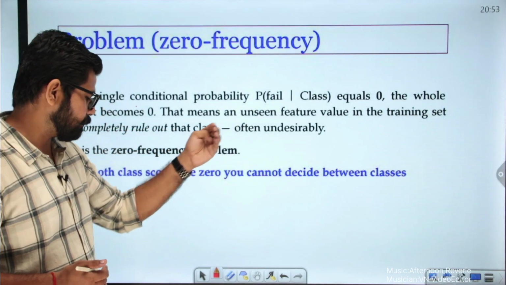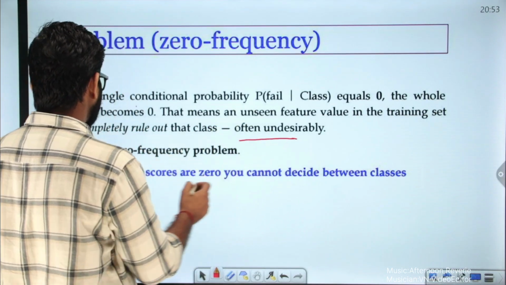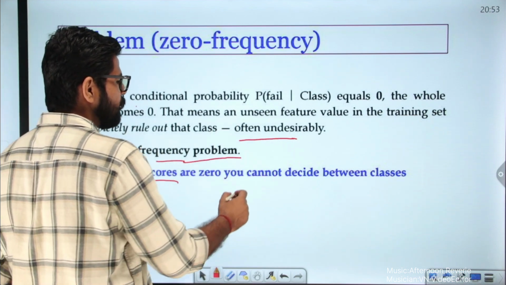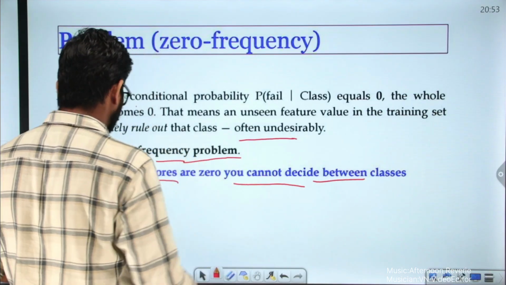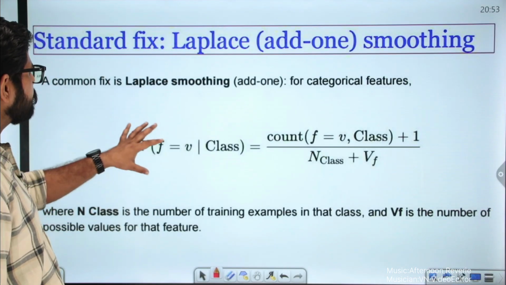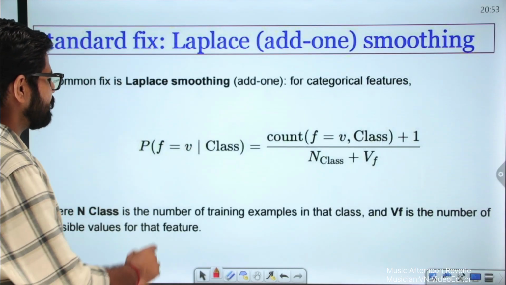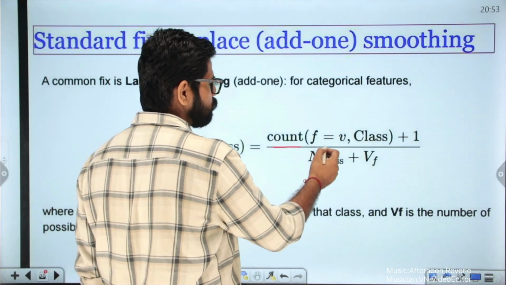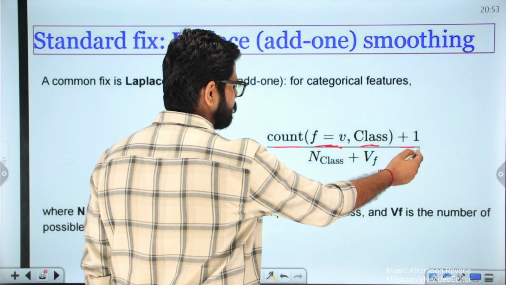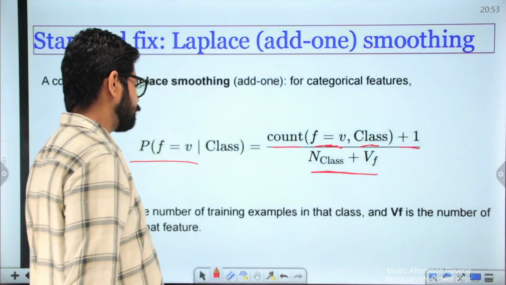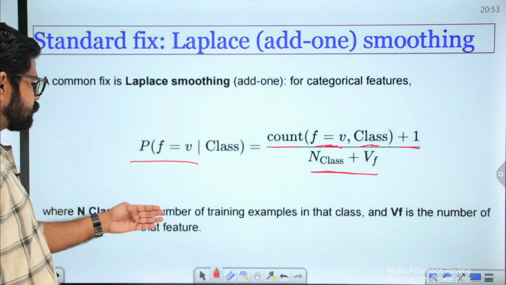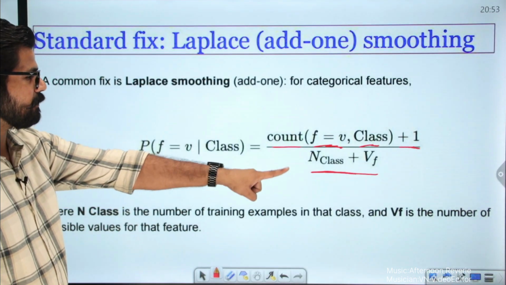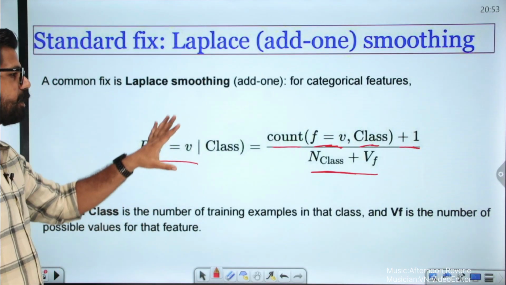That class often we can say that is often undesired. In this, a zero frequency problem comes when both classes' scores are zero. You cannot decide between the classes. Moving further, this is the formula for Laplace smoothing, that is f of v by v divided by, for the class, is nothing but the count for f equal to y for the class plus n of class plus v of f. Where n is a class for the number of training examples, and for that particular class we can simply say that v of f is the number of possible values for that particular feature.